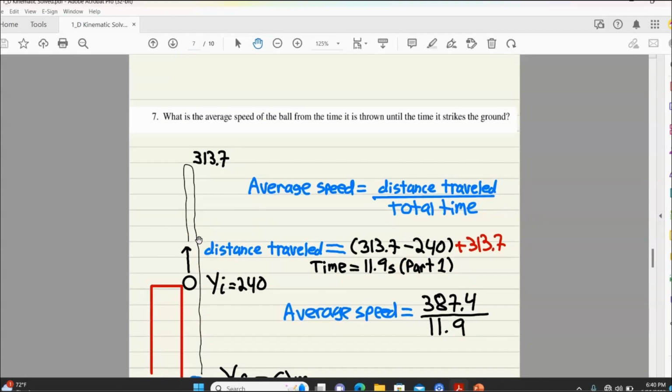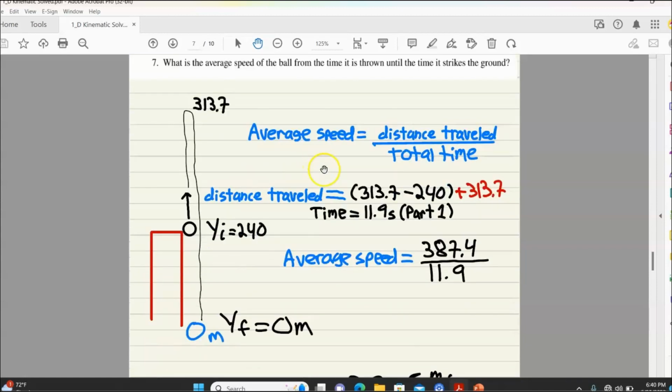Part 7, what is the average speed of the ball from the time it is thrown until the time it strikes the ground? Average speed is total distance traveled divided by total time. The distance that the ball travels is how far it travels on the way up, and then how far it travels on the way down. The distance on the way up is going to be 313.7 minus 240. That's going to be the distance from the top of the roof to the highest point of 313.7. And then the distance it travels on the way down is the entire distance of 313.7.